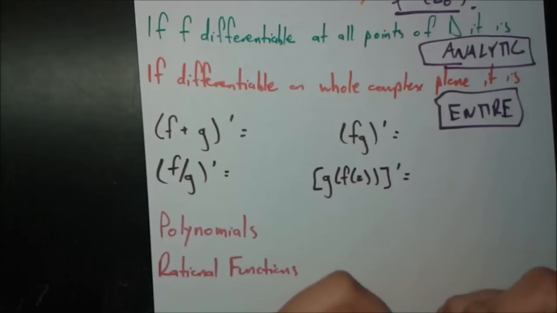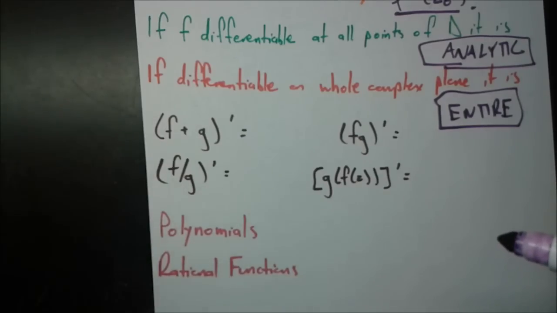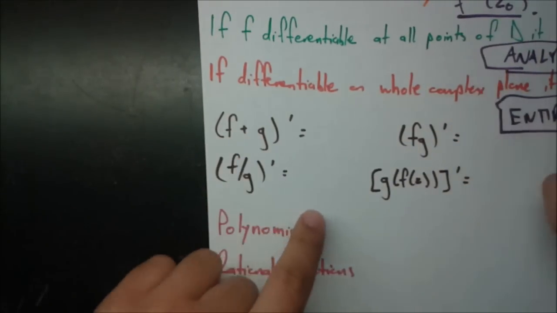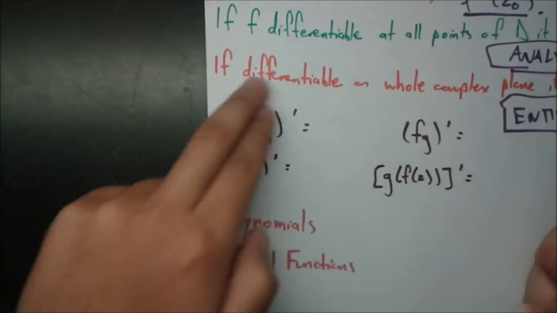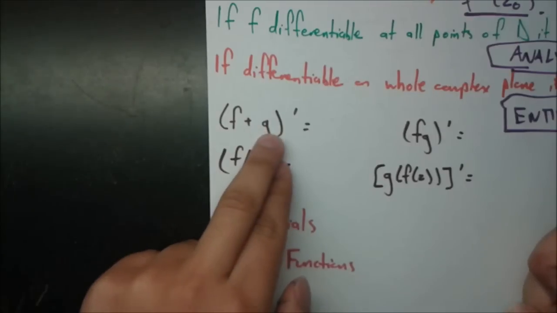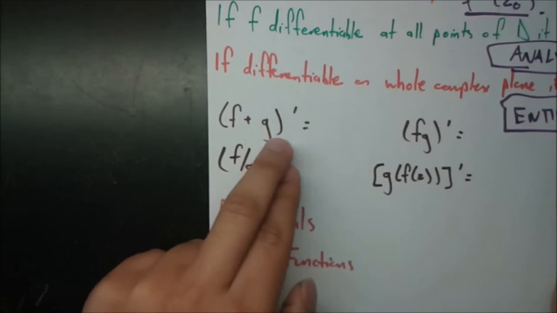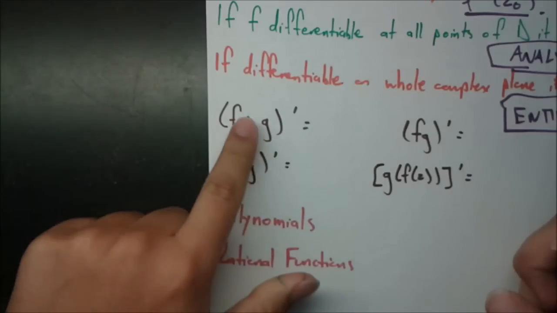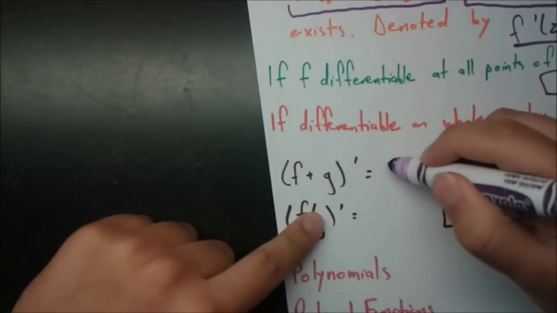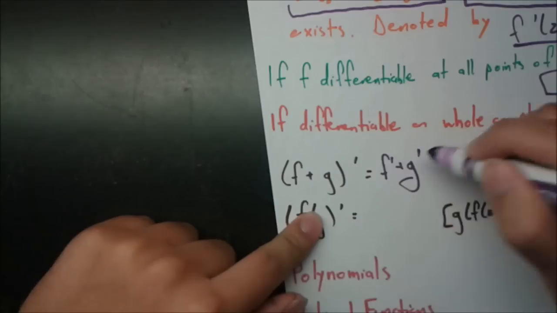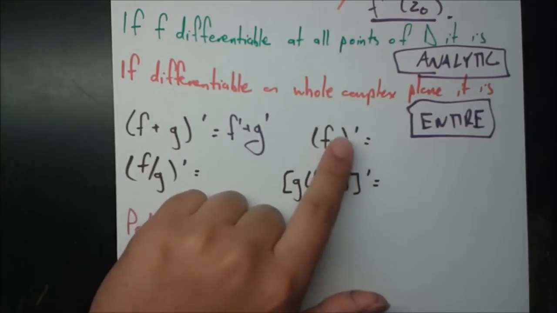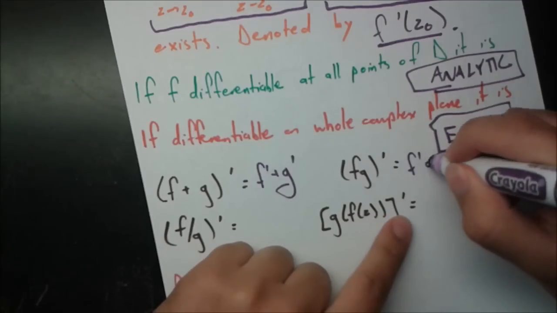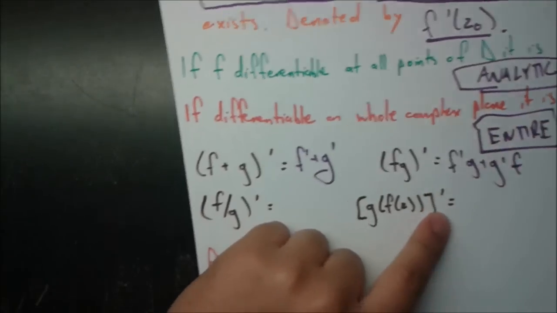Now we just have to go over a few rules, which are similar to real variables, so they shouldn't be that hard to memorize. In all these brown examples right here, we're assuming that f and g are analytic functions on a domain D. So if that's true, then the derivative of f plus g is equal to f prime plus g prime. For fg, so this is multiplication, we use the product rule just like before, so it's going to be f prime g plus g prime f.